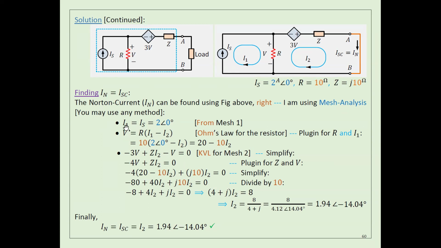So now I already know I1. I1 is already known, which is good, because I need to find I1 and I2. I'm already done with I1, I only need I2. You get what I'm saying? So that's why I'm saying mesh analysis is not bad here.